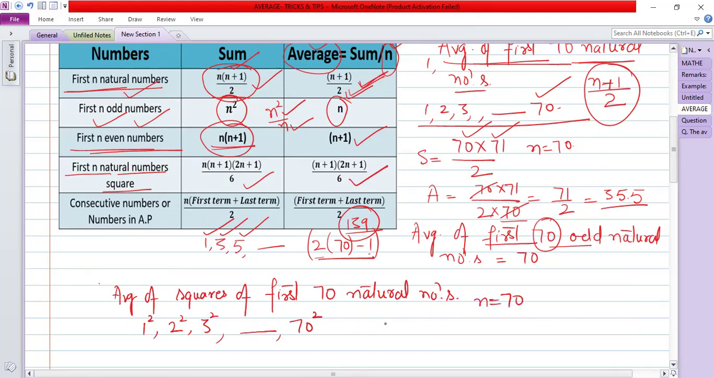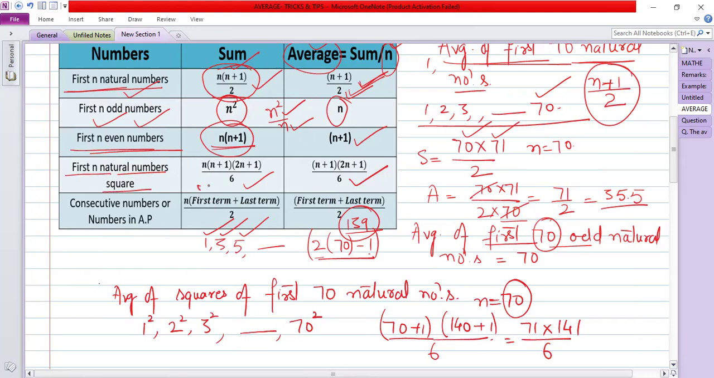Okay. So it will be 70 plus 1, that is n plus 1, into 2n plus 1, which means 2 into 70, that is 140 plus 1, and divide by 6. So this will be 71 into 141 divided by 6. So this will be the average.